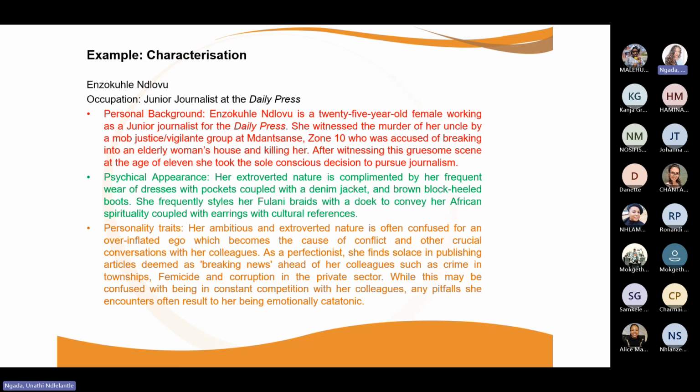So with that, this is a very good example here of character. And this is something that you can read in your own time, but just take note that the information in red I've indicated is an example of personal background. The information in green, that is an example of the person's appearance. And the personality traits, that's the information that I have written in orange.